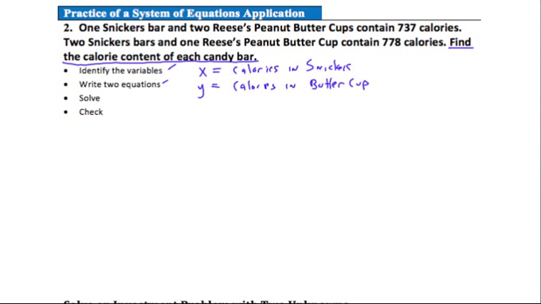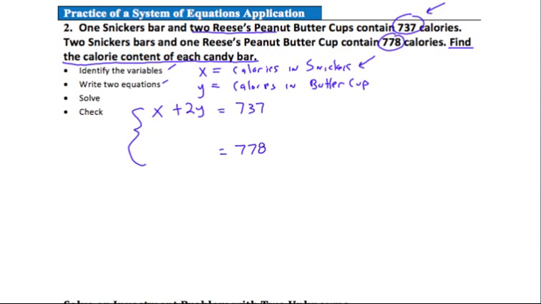Now let's go ahead and write our two equations. Try to set our system up over here, leave us a little more room this time. Let's look for our two totals. One of our totals was this 737, and the other total was this 778. All right, let's look at how we came up with this total right there. One Snickers bar and two Reese's peanut butter cups contain 737 calories. Well, the calories in one Snickers bar is right here. That's just what x is equal to. So there's one Snickers bar. And if I add to that now two Reese's peanut butter cups. Well, here's the calories in one Reese's peanut butter cup. That's y. So to get two of these, all I'd have to do is take 2y. All right, there's my first equation.